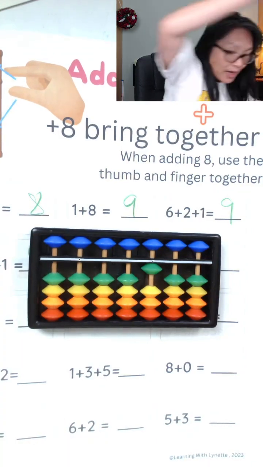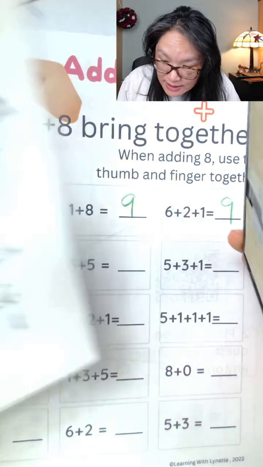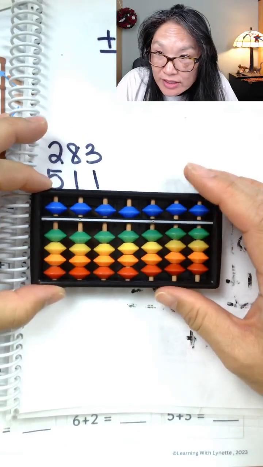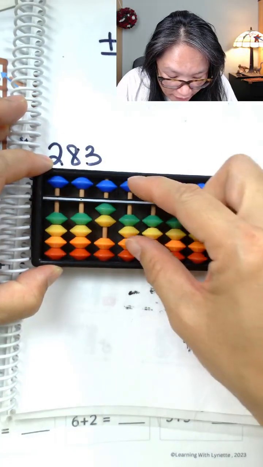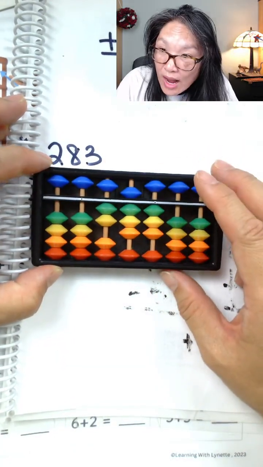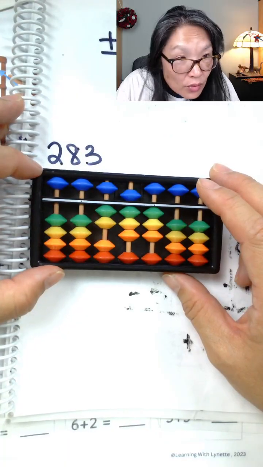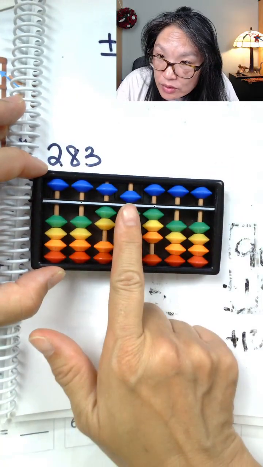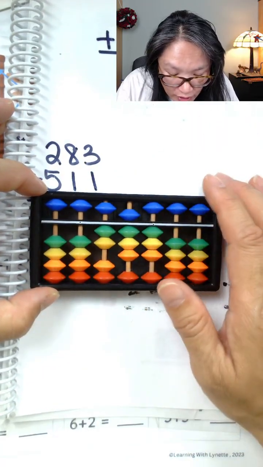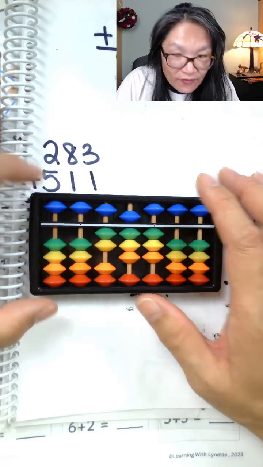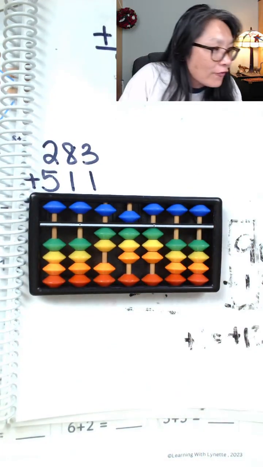Guess what? Because we now know how to move the beads, I can show you how to do a 3-digit question. Here is a 3-digit question. We have 2, we have 8, we have 3. Wow, that's a lot. Well, no, because now what we're going to do is we're going to go by every number. You could, if you wanted to, what mainstream does is find the friendly numbers.